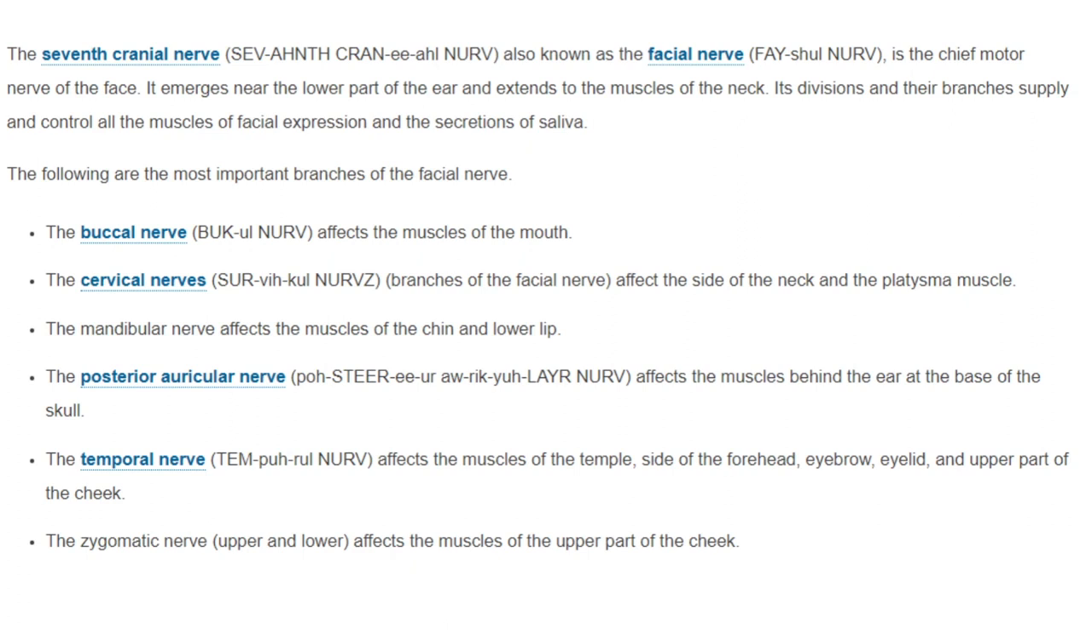The buccal nerve affects the muscles of the mouth. The cervical nerves, branches of the facial nerve, affect the side of the neck and the platysma muscle. The mandibular nerve affects the muscles of the chin and lower lip. The posterior auricular nerve affects the muscles behind the ear at the base of the skull. The temporal nerve affects the muscles of the temple, side of the forehead, eyebrow, eyelid, and upper part of the cheek. The zygomatic nerve, upper and lower, affects the muscles of the upper part of the cheek.